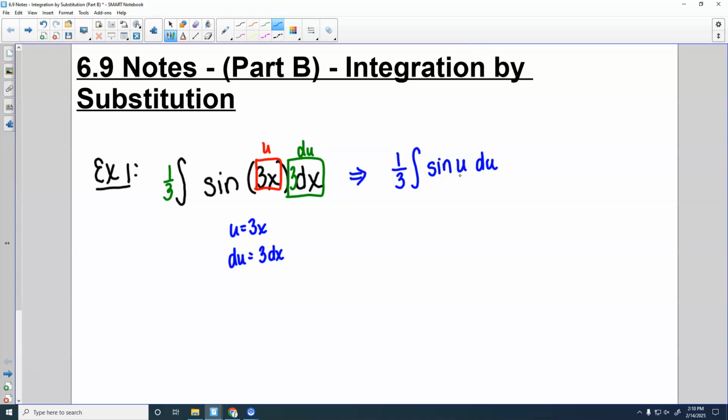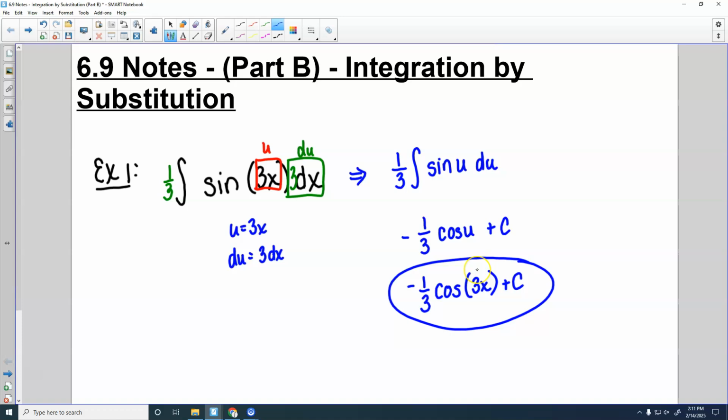When we integrate sine of u, what do we get? Negative cosine. So we're going to have 1/3, and I'm going to make it negative cosine of u plus c. And then we would put our u back in. So we'll get negative 1/3 cosine of 3x plus c. And that would be our answer.